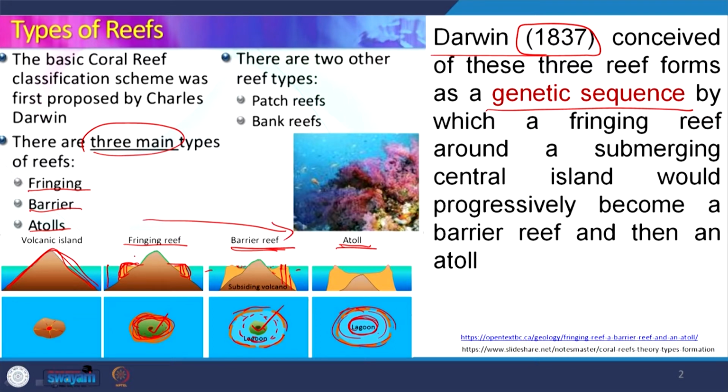It starts with a volcanic island, then there will be development of fringing reef, then development of barrier reef, then development of atoll. So, it is a sequential format.